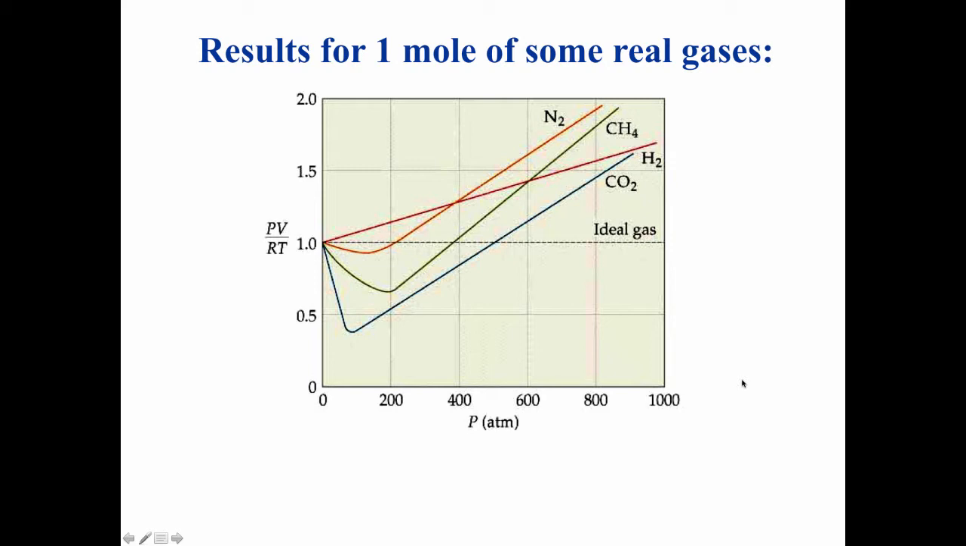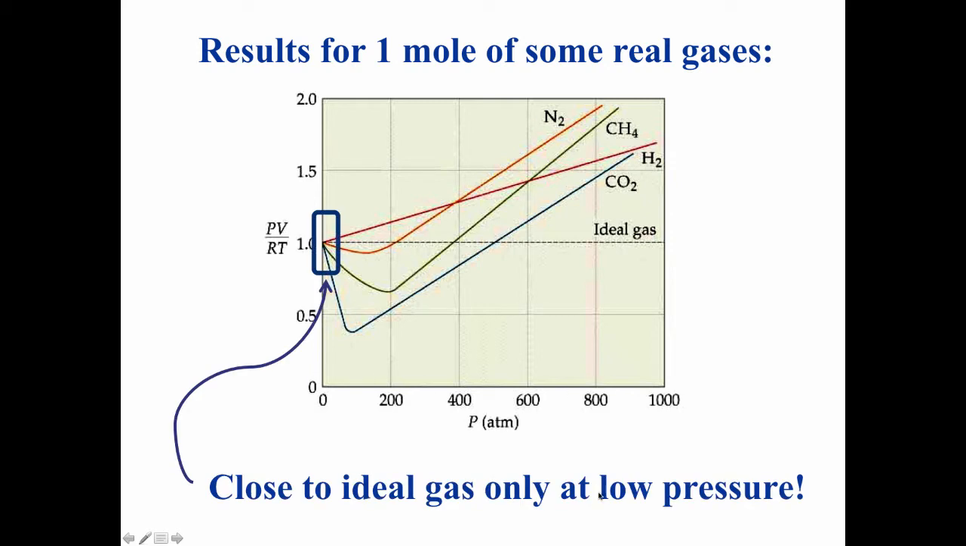As we increase the pressure and make a graph of that versus PV over RT for 1 mole of some real gases, we note that it starts out around 1 for all of the gases. And if we are at low pressure, then we're pretty close to what the ideal gas law would predict. But we go pretty far away from that as we increase the pressure in general.